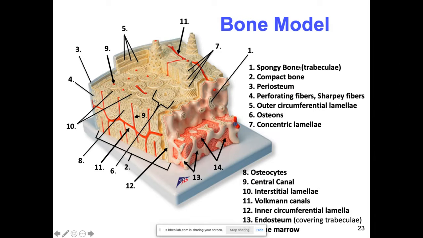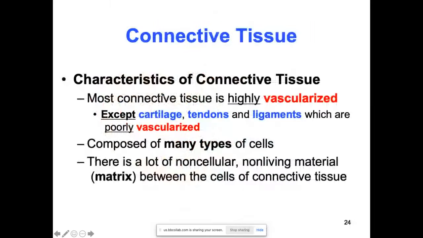This is all spongy bone. We see number 1, trabecula or spongy bone. Each of these is an osteon. All of these. So if you look, here's 1, 2, 3, 4, 5, 6. All of these circles, each one is going to be an osteon. So number 6, right here, is just one full osteon, and it's got all these concentric rings. Okay?